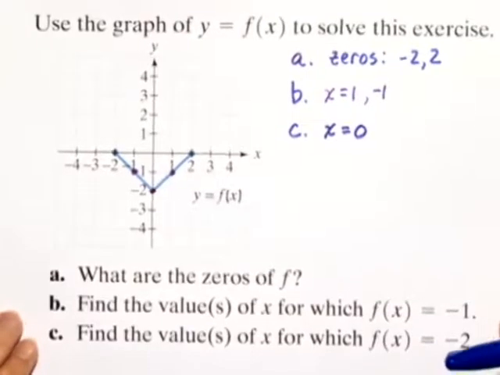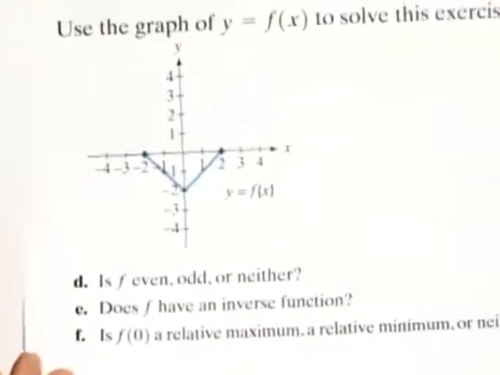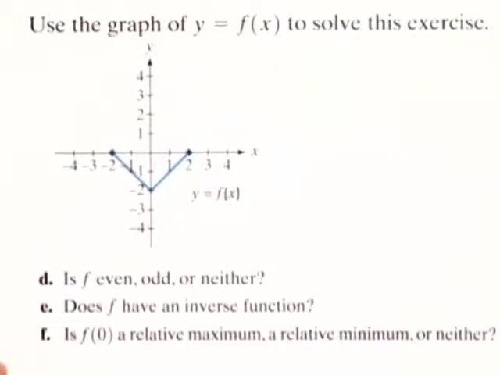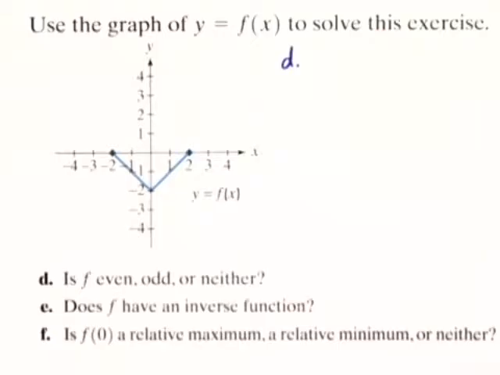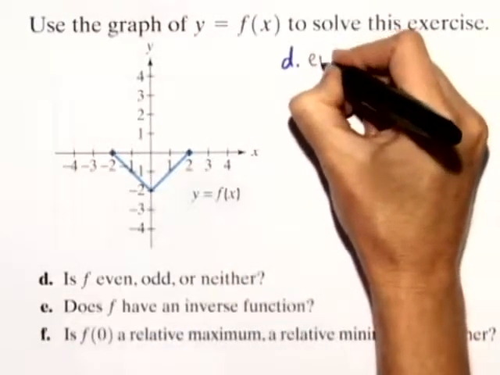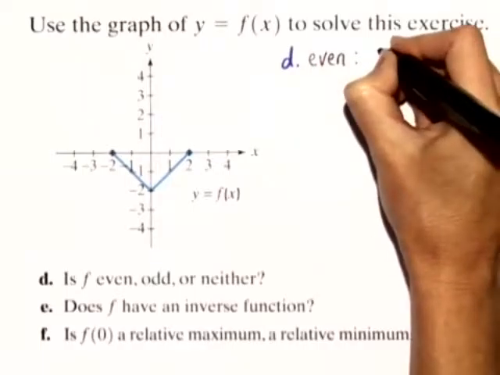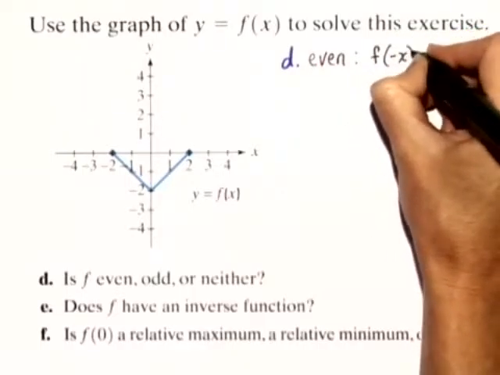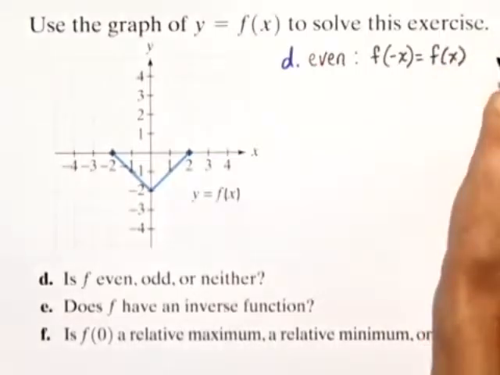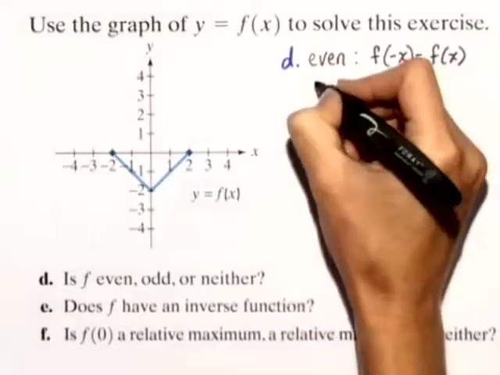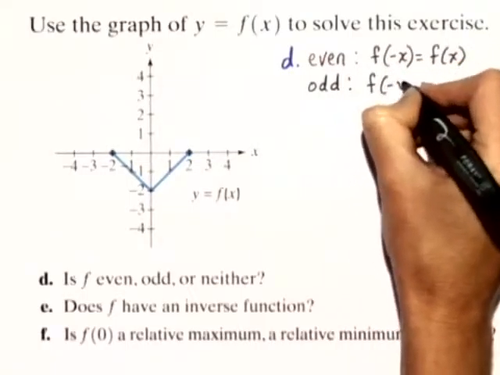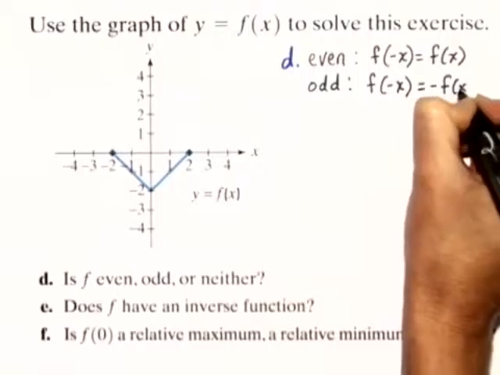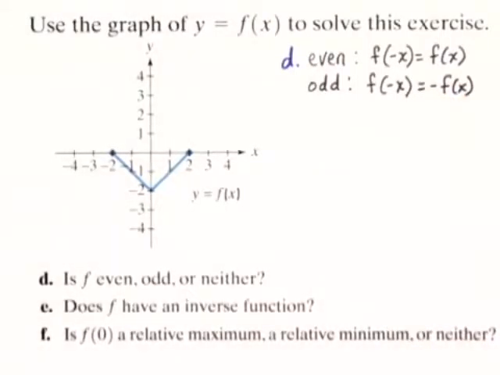Let's move on to part D. We want to know, is our function f even, odd, or neither? Well, remember, if a function is even, that simply means that f of -x is equal to f of x for all x in the domain. If it's odd, that simply means that f of -x is equal to -f of x for all x in the domain. There's also another way to determine whether it's even or odd.